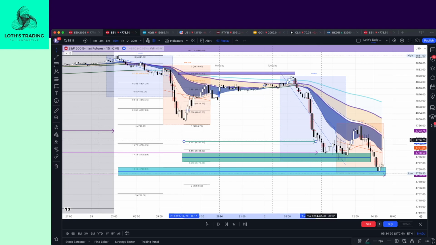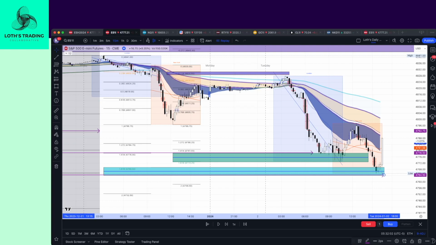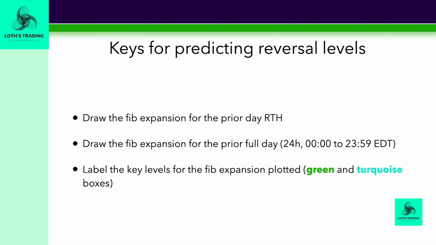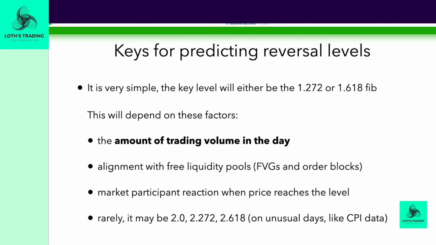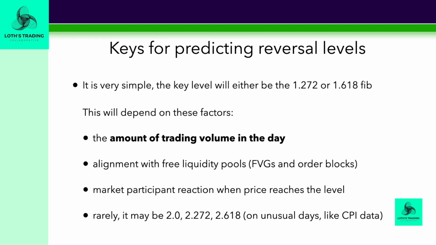So you want to monitor the reaction at those price levels. Just to summarize here, simply draw the fib expansion for the prior day RTH and also draw the fib expansion for the full prior day, which is the 24-hour block from midnight to midnight that I have here in the dashed lines. So it's a very simple technique. The key level will either be the 1.272 or the 1.618 fib. Of course, it can be other values such as a 2.0, 2.272, or 2.618.